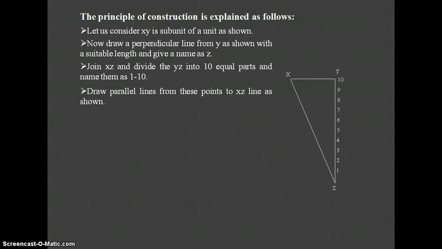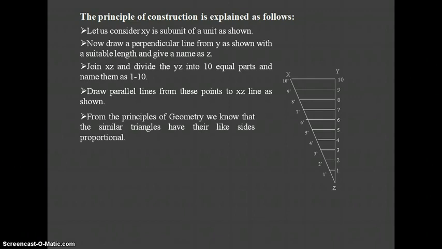Next, draw parallel lines from these points, as shown in the figure. From each division point, draw parallel lines. Those lines should be parallel to xy. Draw the parallel lines like this, and name the intersecting points with xz as 1', 2', 3' up to 10'. The next point is that, from the principles of geometry, we know that similar triangles have their like sides proportional.